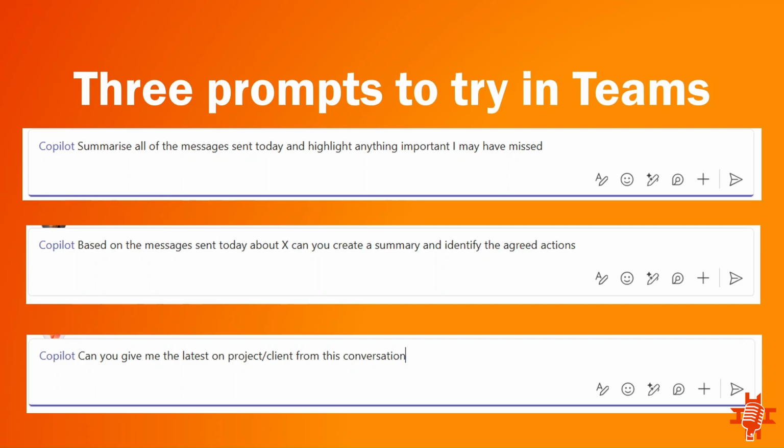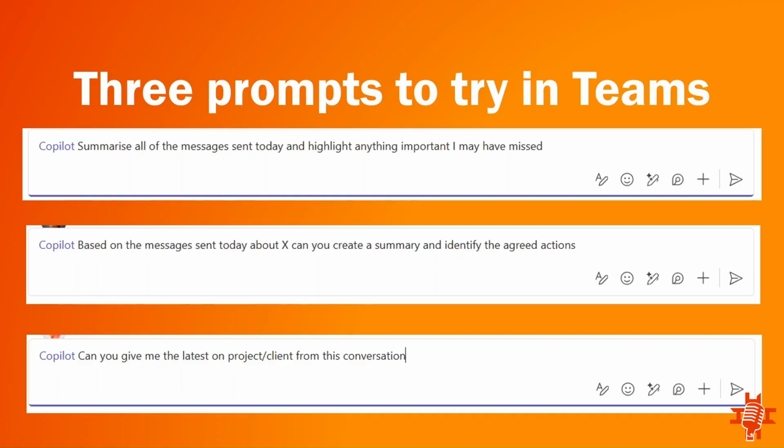The next one is: based on the messages sent today about a particular topic, can you create a summary and identify the agreed actions? So this is one I use quite often with regards to discussing issues or solutions with developers. We'll talk about how everything's set up, what potential solutions there could be. We'll come to an agreement and decide who's going to do what. That's all just obviously done in a lot of back and forth between myself and them. So being able to get Copilot to then summarize the previous messages and put it in a nice, easy to read format so we're all agreed on what needs to be done is really useful and saves a lot of time.